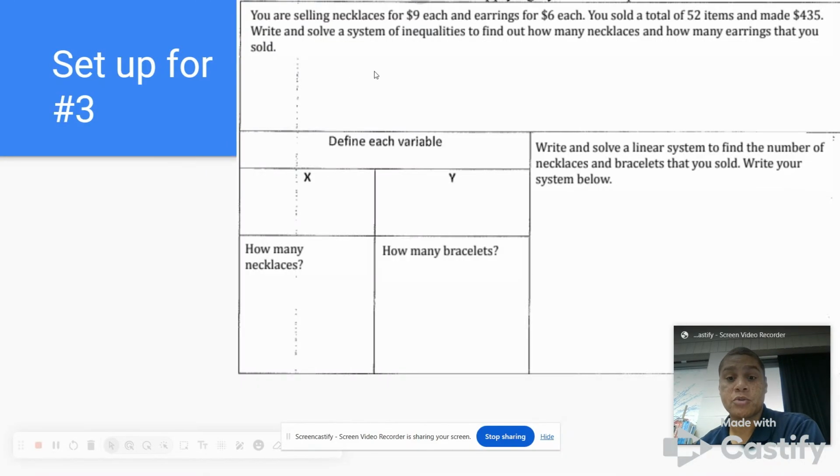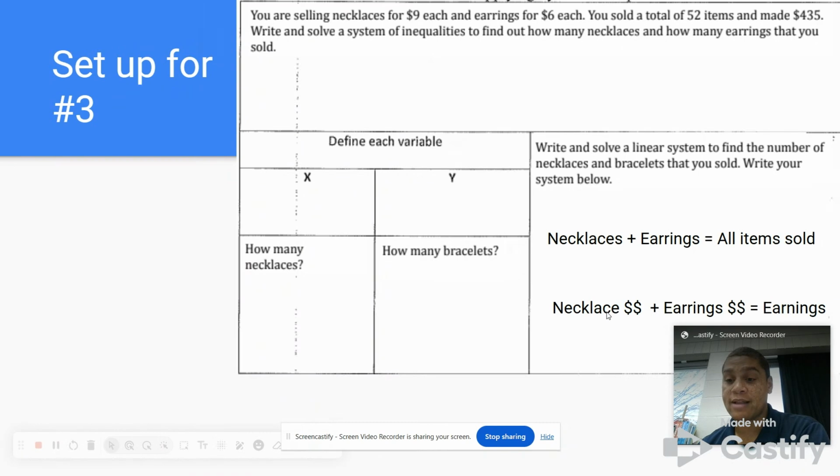You've got your 2 totals, but now instead of dealing with adult tickets and student tickets, you're dealing with necklaces and earrings. You are selling necklaces for $9 each and earrings for $6 each. There's your 2 variables. You need a total of 52 items, so necklaces plus your earrings is all of your items. You made $435, so your necklace money plus your earrings money equals all of your earnings. Read carefully there, okay? So basically, number 3 is just like number 1 and the notes, but now we're talking necklaces and earrings versus adult tickets and student tickets. So this will help you get through number 3 as well.